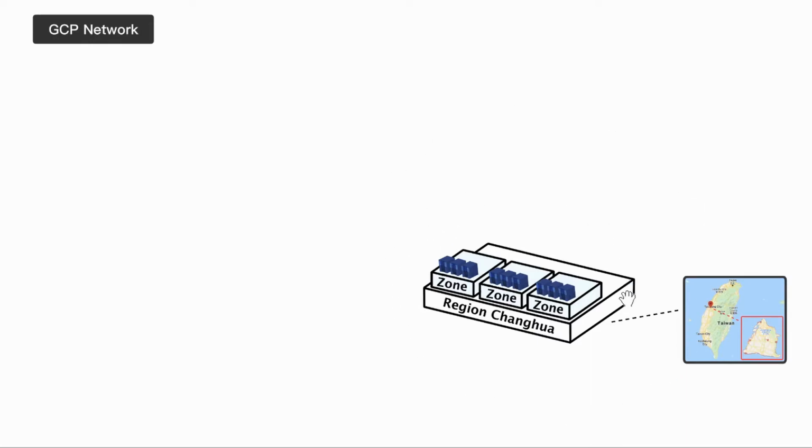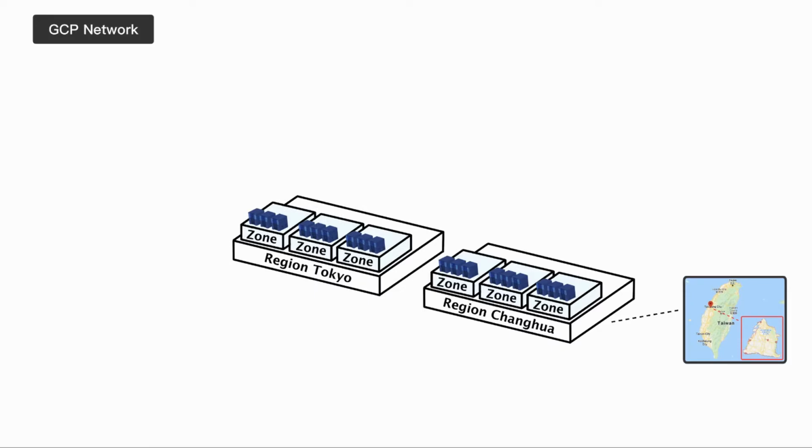So now we have a basic concept of what a region is. One region has multiple zones. One zone has multiple physical data centers, and one physical data center has multiple clusters. And worldwide, Google has many data centers, such as in Tokyo, and also in Las Vegas.